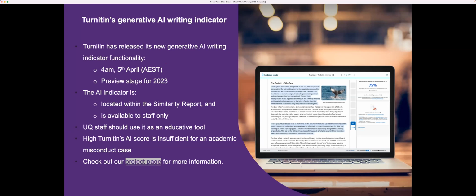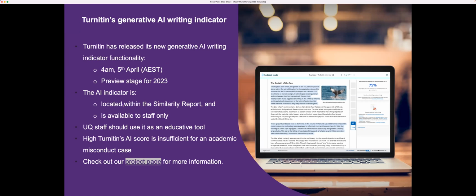We'll be telling staff that a high score is insufficient evidence for an academic misconduct case investigation. It could be used as a red flag. You may want to get additional information, but the score in itself this year, when it's in preview, is insufficient evidence. We have a project page and we'll continue to update that project page as we learn more. So we'll invite people to check that out.